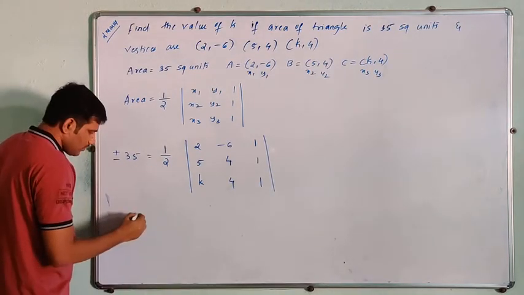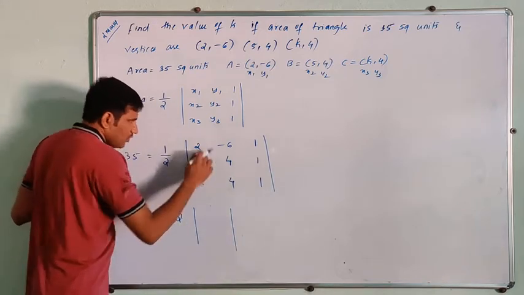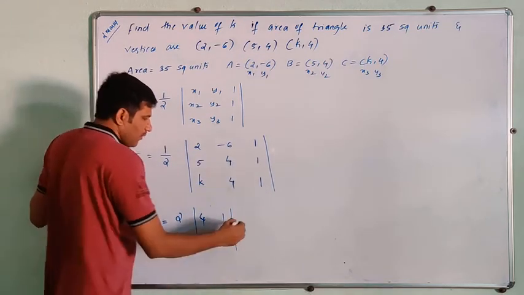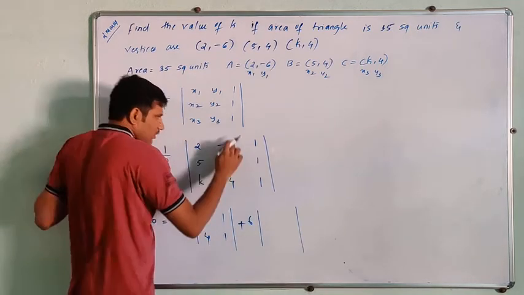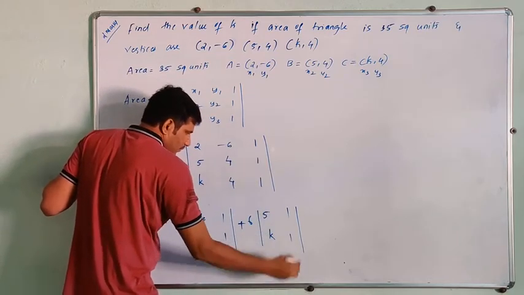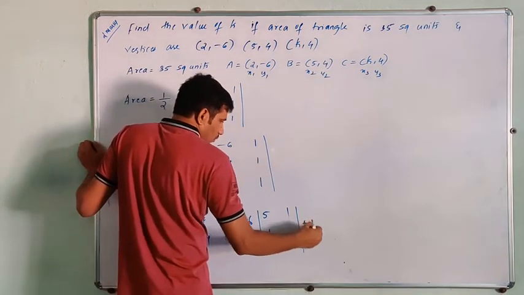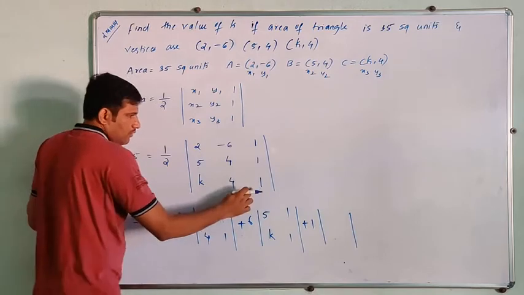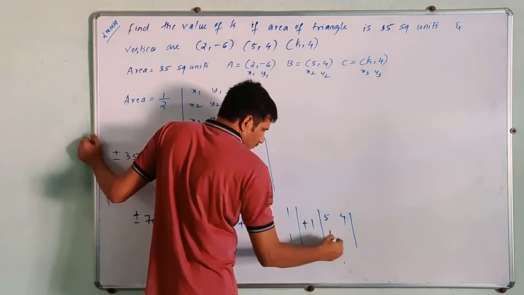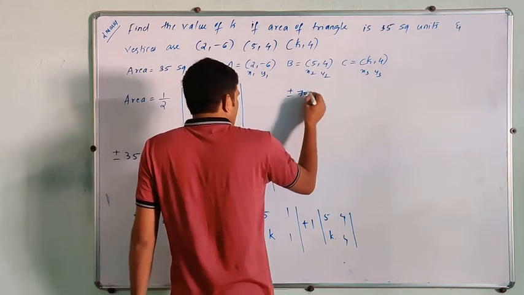Cross multiply: 35 into 2, that is plus or minus 70, is equal to 2 into the determinant leaving this column and this row: 4 1, 4 1. Then minus into minus gives plus 6, into the determinant 5 1, k 1, plus 1 into the determinant 5 4, k 4. Right, so now expand.